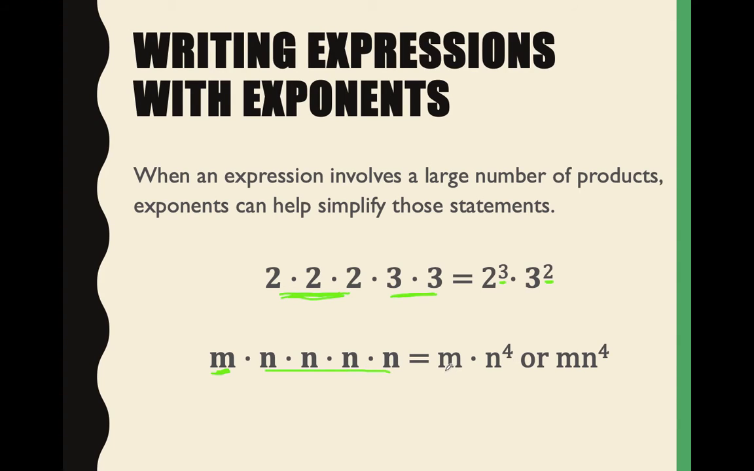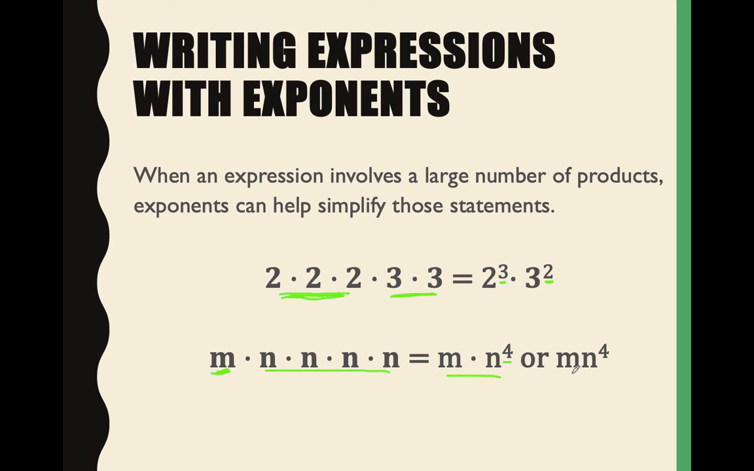So if you see, I have m times n to the fourth power, and that's because there are n times n times n times n. That's what that means. N to the fourth power means n times itself 4 times. Or you could write it without the dot for multiplication, m n to the fourth power.